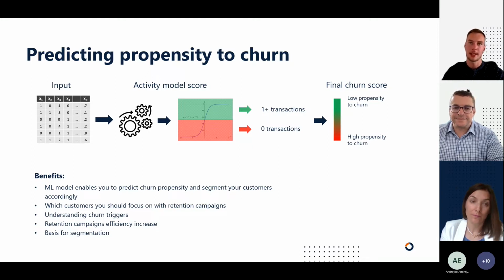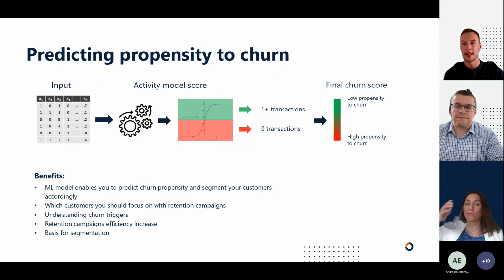So this again helps us to rank order customers, even though based on different attributes. It will help us understand what customers we should focus on when it comes to retention, so that we don't really send any retention campaigns to customers who are not really on the verge of churning. We will also understand the churn triggers, and this is like the second axis for our customer segmentation.